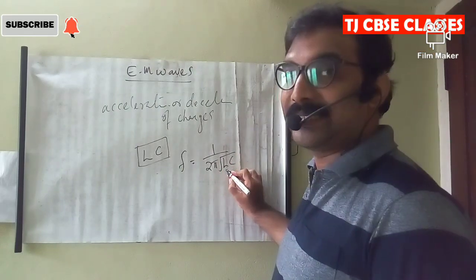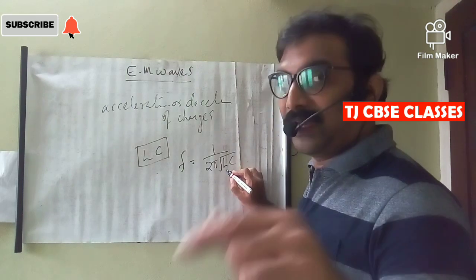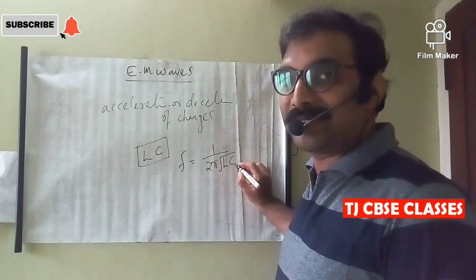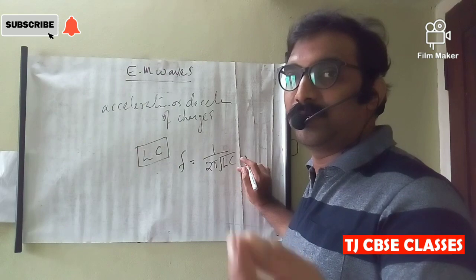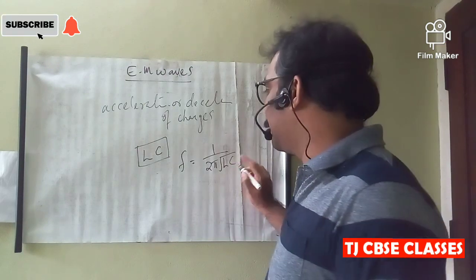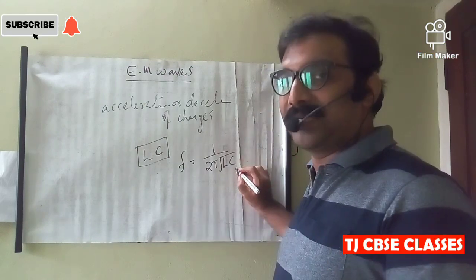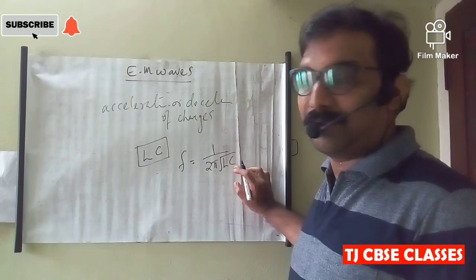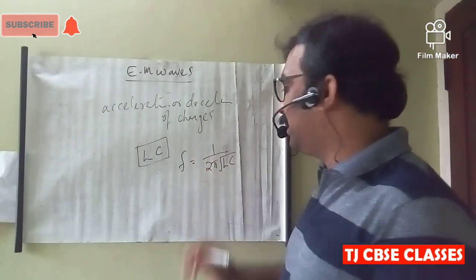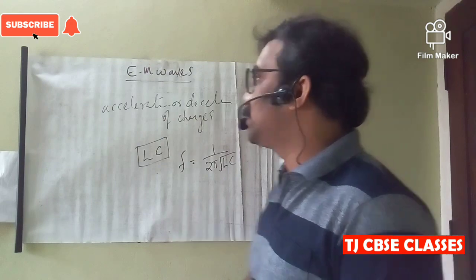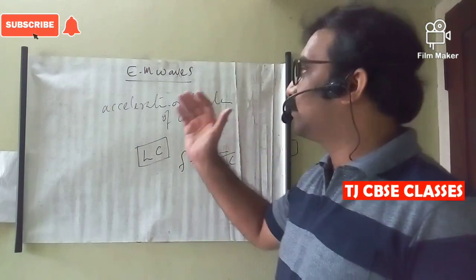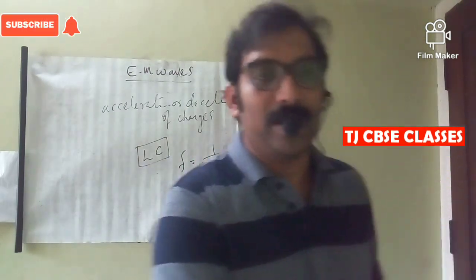L is for inductance, the capacity of the coil. C is for capacitance. Capacitor means it's used to store electric charge. Then the capacity is known as capacitance. Then F is equal to 1 by 2 pi root of LC, that is the frequency of the electromagnetic waves.